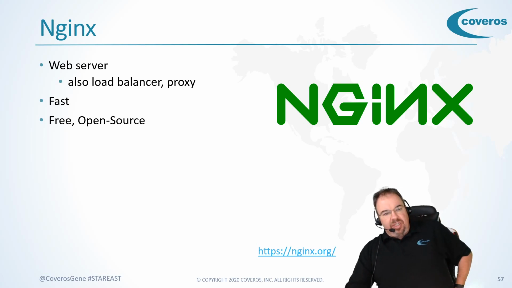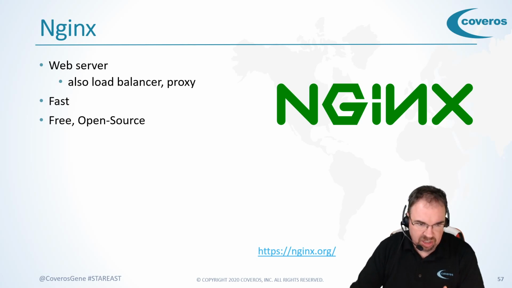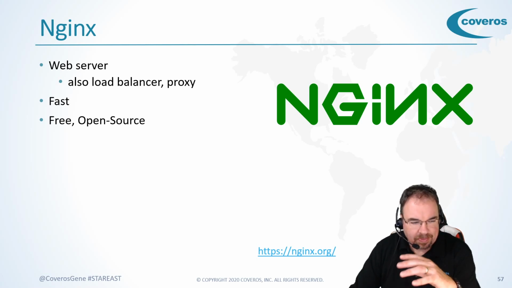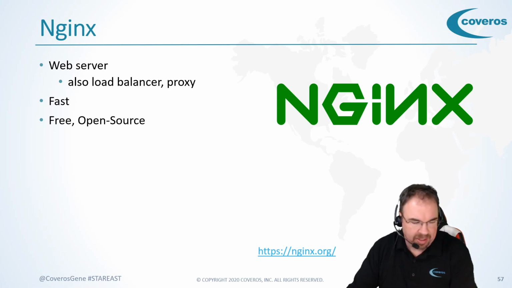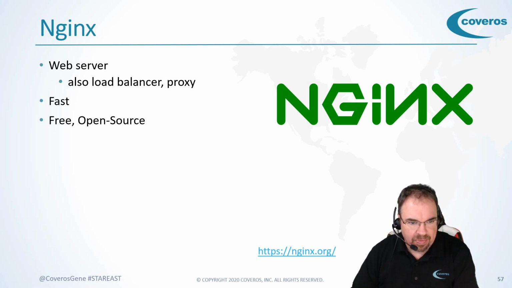So we're going to start using this web server. It's also a load balancer and a proxy called Nginx. It's free, it's fast, it's open source. It's very popular with Docker users because it is so fast and small, and may not be as completely full-featured and as configurable as Apache, but it does what most people need it to do, which makes it a better choice since it's smaller and easier. So that's what we're going to use.